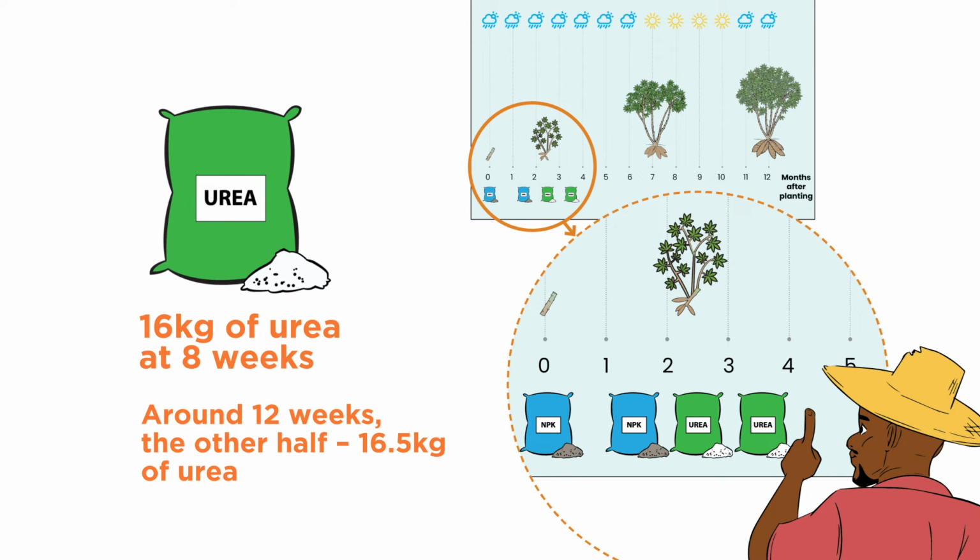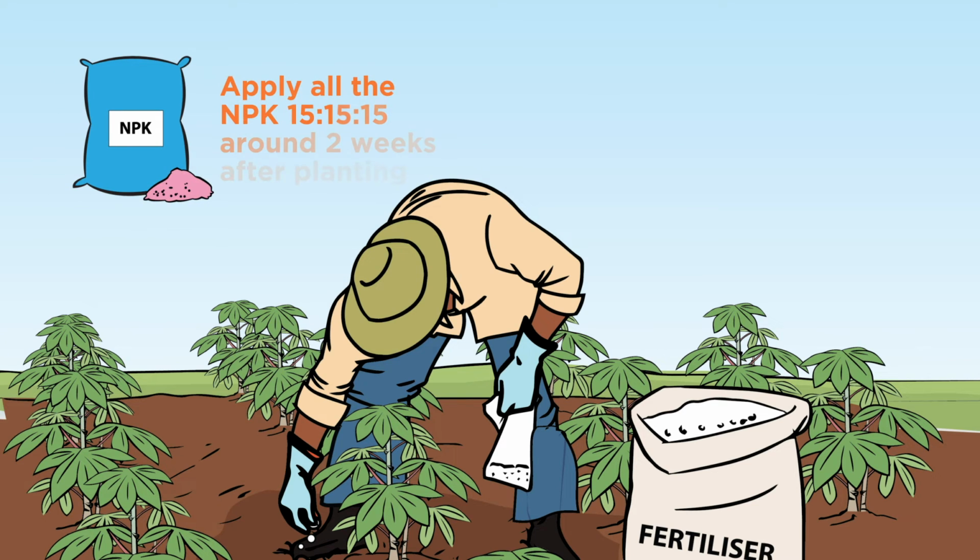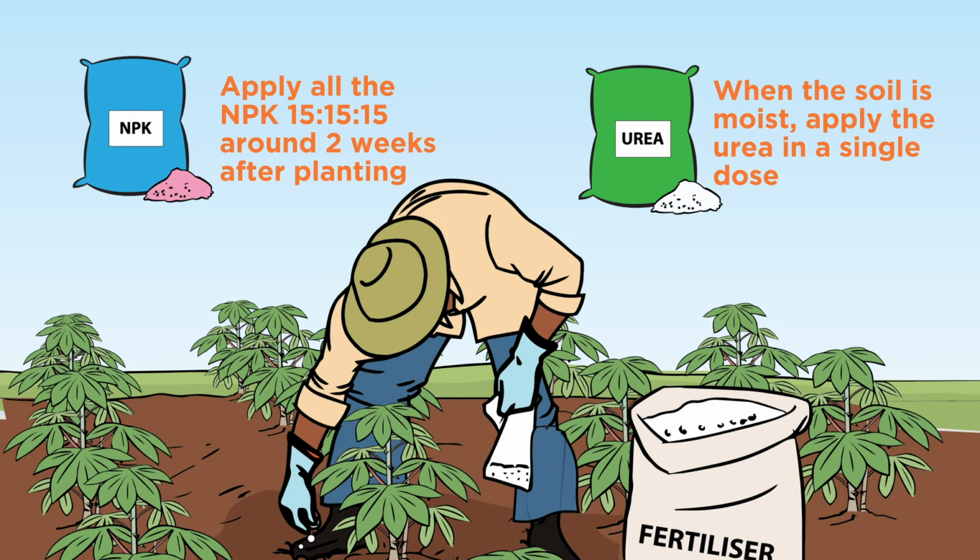But what if John would plant later in the season? Or what if rains do not seem regular? Then it is better to apply the fertilizer sooner and in fewer splits. He can then, for example, decide to apply all the NPK 15-15-15 around 2 weeks after planting, and then wait until about 6 to 8 weeks after planting, and after 2 good rain showers, when the soil is moist, apply the urea in a single dose.